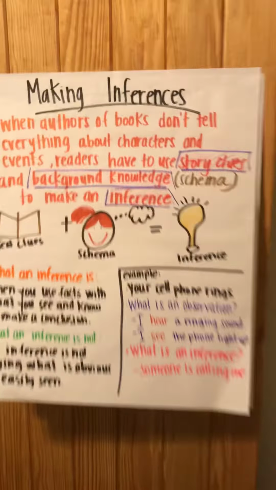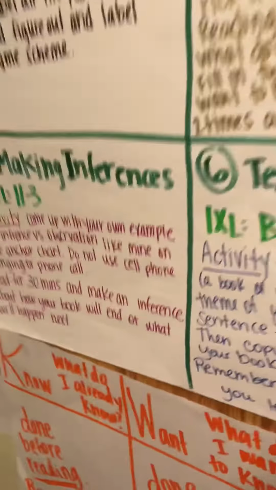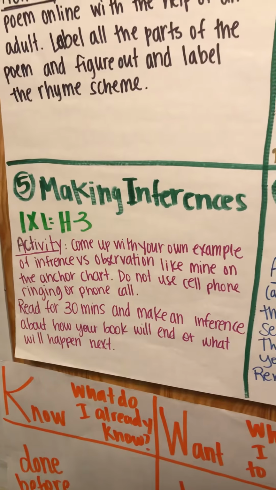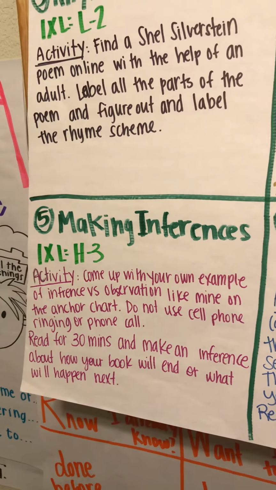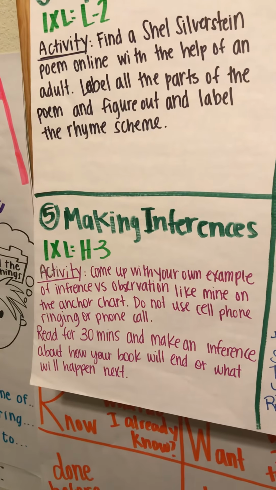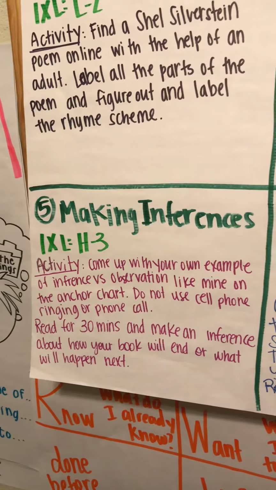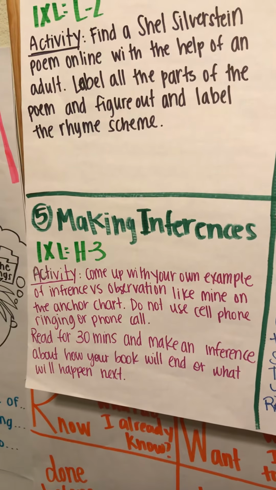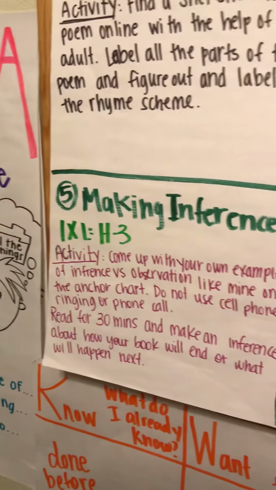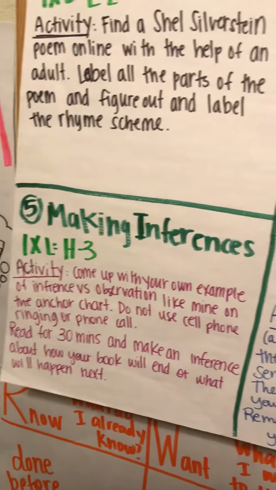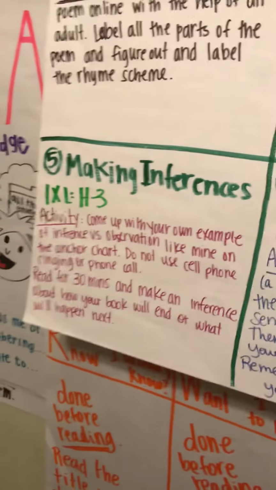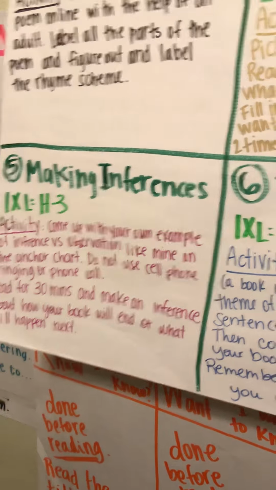The activity for making inferences on IXL is going to be H-3. And then the activity is to come up with your own example of inference versus observation like mine on the anchor chart. Do not use cell phone ringing or phone calls. Then after you come up with your own, you're going to read for 30 minutes a book of your choice, and you're going to make an inference about how your book will end or what will happen next.